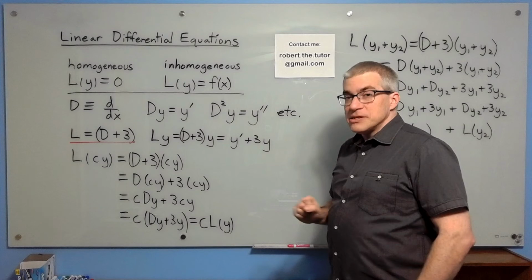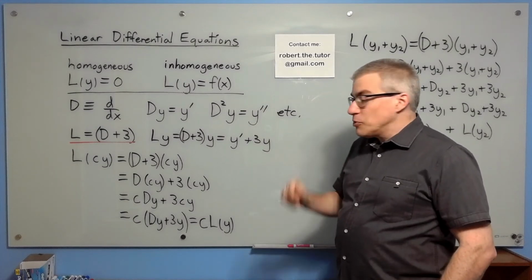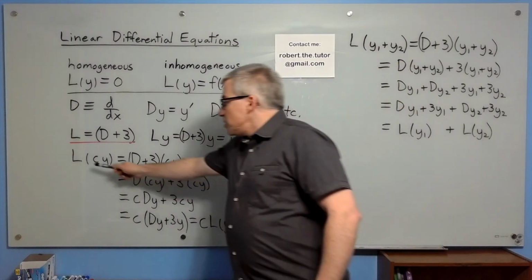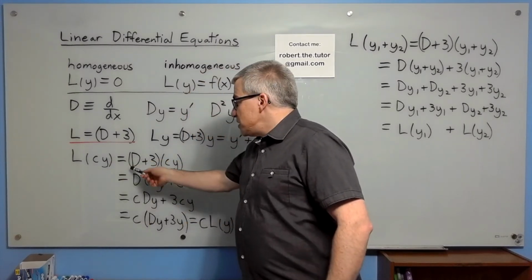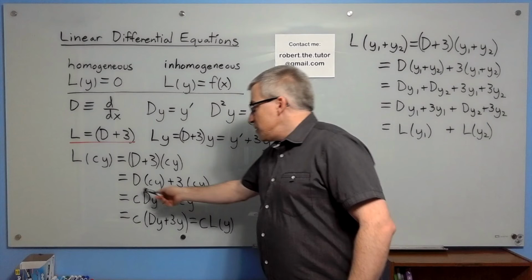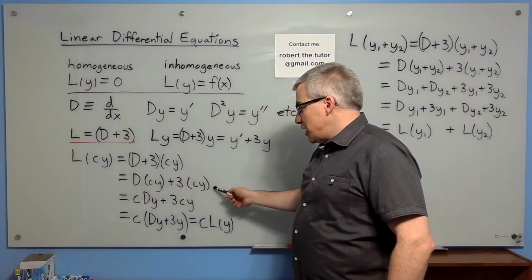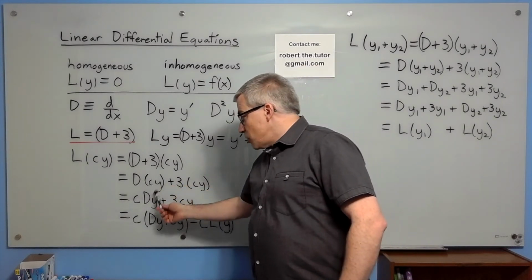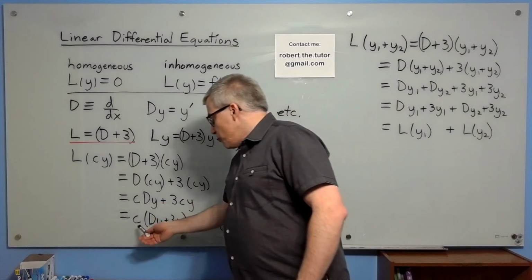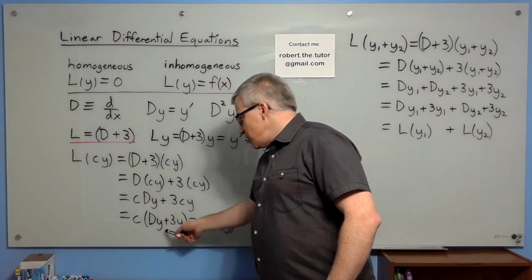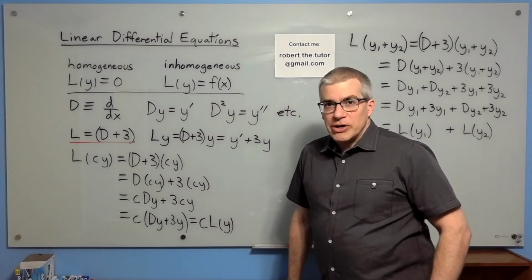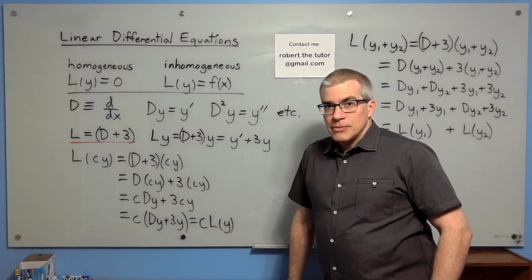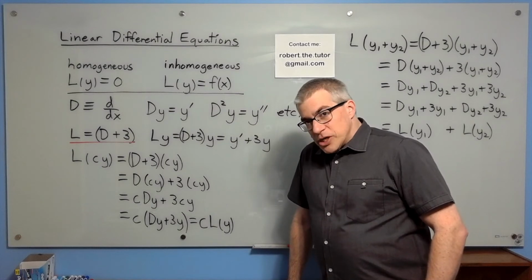Now let's prove that that is a linear operator. We've got to prove two properties. First, the linear operator acting on cy means D plus 3 times cy. That's D cy plus 3 cy. Derivative is linear, so a constant comes out. So you can factor the constant out, and you get Dy plus 3y, which is constant times the linear operator acting on y. So that's the first property.